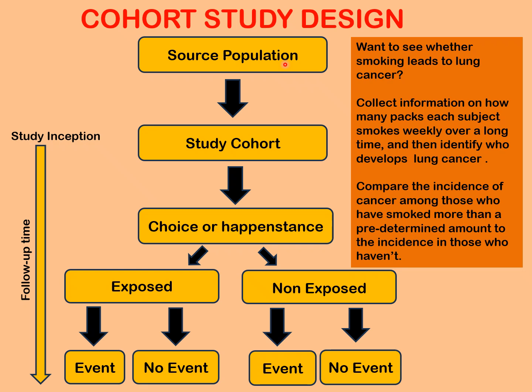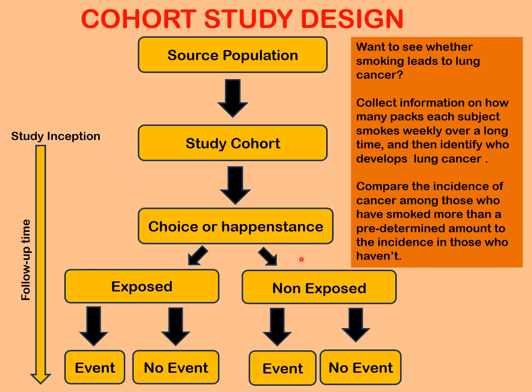So here we start with the source population, that is, a large group of people, and we choose a cohort from the source population who have defined characteristics and who can be followed up over time. We ask the cohort how many packs of cigarettes they smoke per week. Here some people in the group might smoke, that is, they are exposed, and some might not smoke, that is, they are non-exposed.